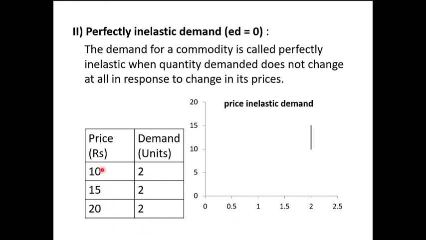For example, at 10 rupees, the demand for the commodity is how many units? 2 units. Let us suppose the price increased to 15 rupees. In this case also the consumer demands 2 units. Price is further raised to 20 rupees. Here also they demand only 2 units. When we depict this in a two-dimensional diagram, we get a demand curve which is parallel to the OY axis. In this situation, we denote elasticity of demand as equal to 0.